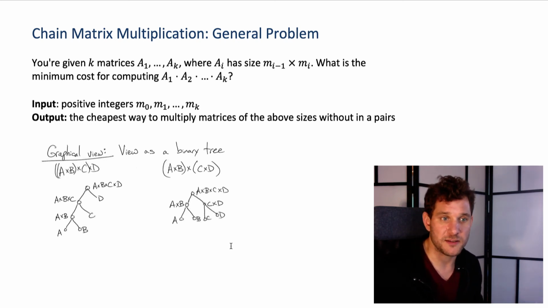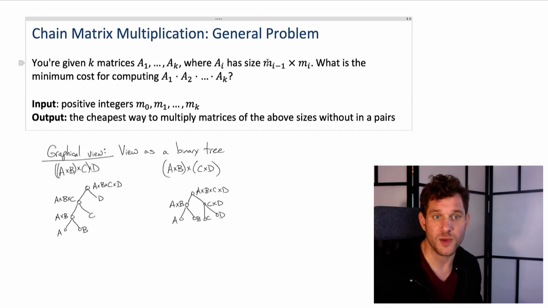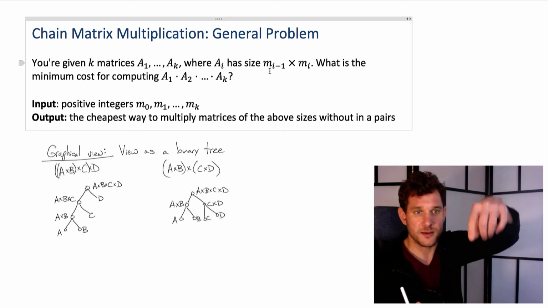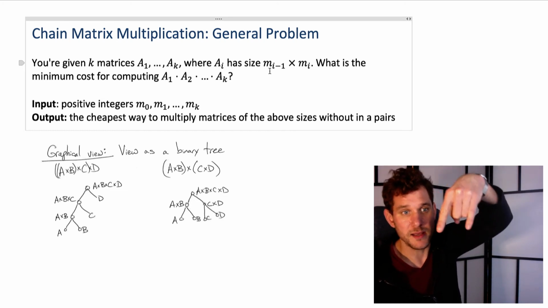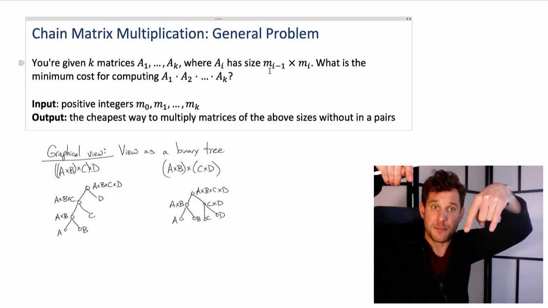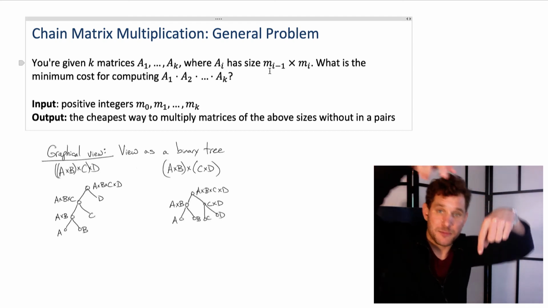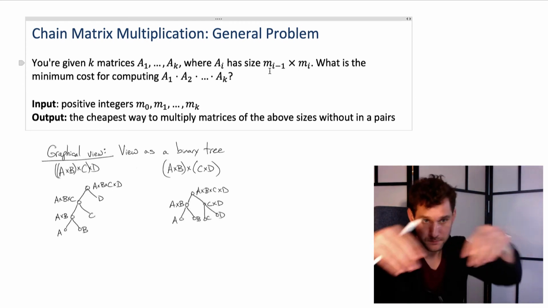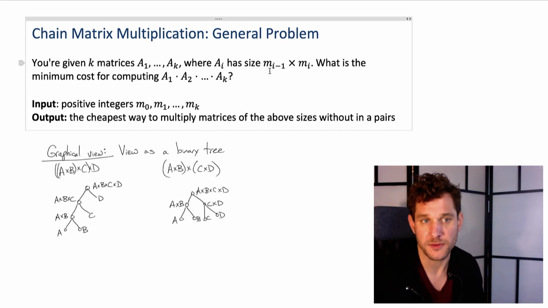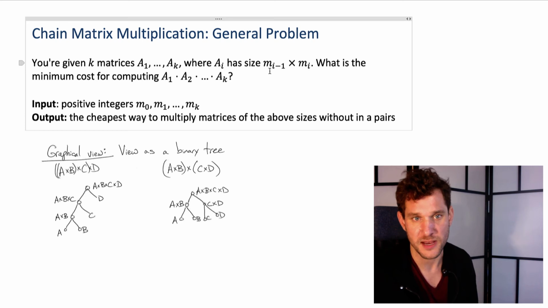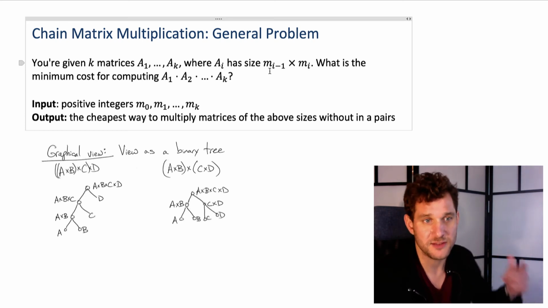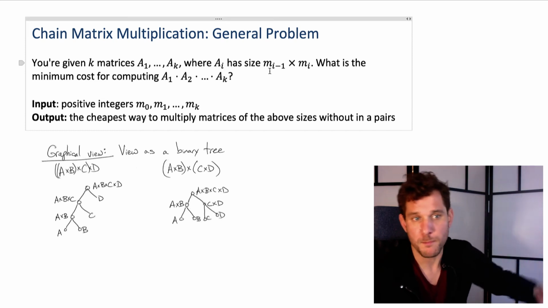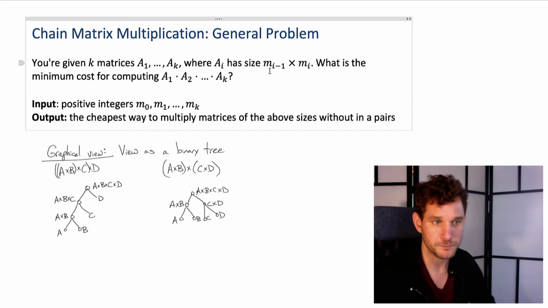Now, you'll notice that to make sure that we can actually do this multiplication, we have to be sure that the dimensions match up appropriately. That's why we're assuming that the matrix A_i has dimension m_{i-1} times m_i, so that matrix A_{i+1} has dimensions m_i times m_{i+1}. That ensures that the dimensions are matched up so we can actually do this multiplication appropriately. Okay, so what's the minimum cost now for computing A_1 times A_2 times all the way up to A_k? What's the cheapest way we can solve that problem?